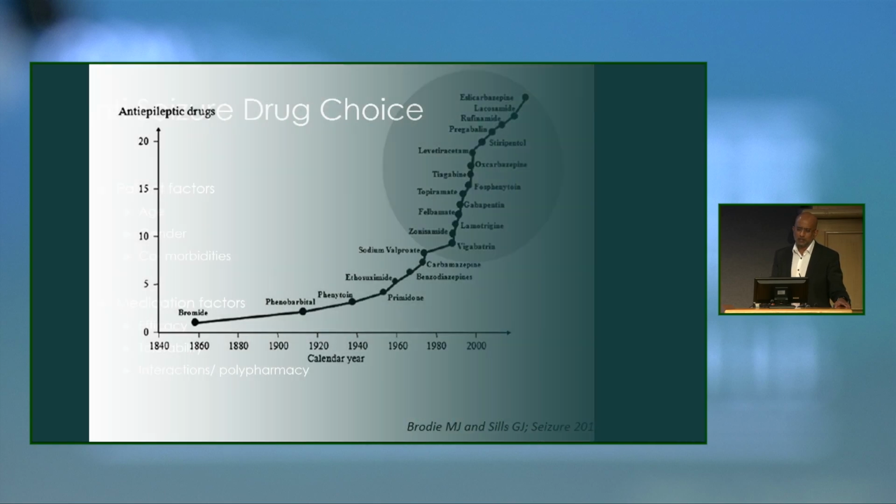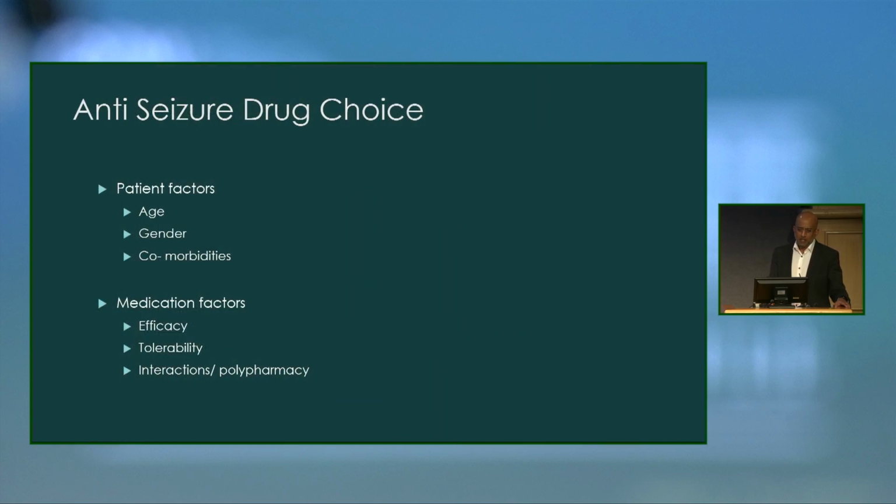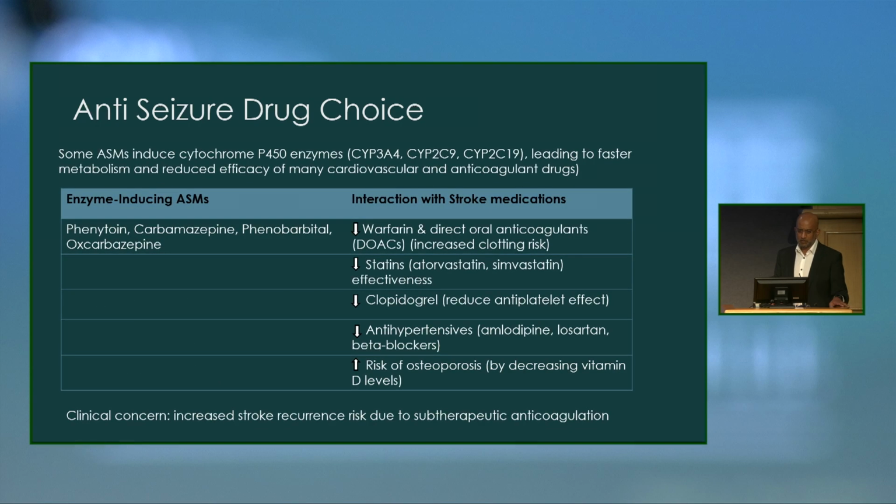And this is dependent on a host of factors. Patient factors: age, gender, comorbidities. And medication factors: the efficacy of the drug, the tolerability of the drug, interactions, and most of the patients are on polypharmacy. So one of the key things in the age group of patients who are having strokes is the interactions with other drugs and the comorbidities. And so I'd just stress on that.